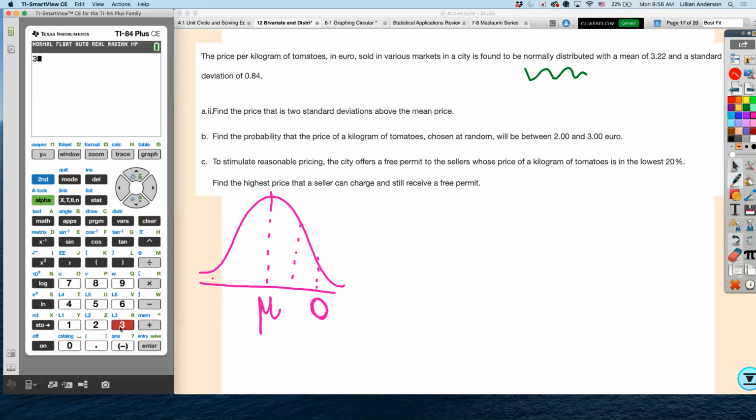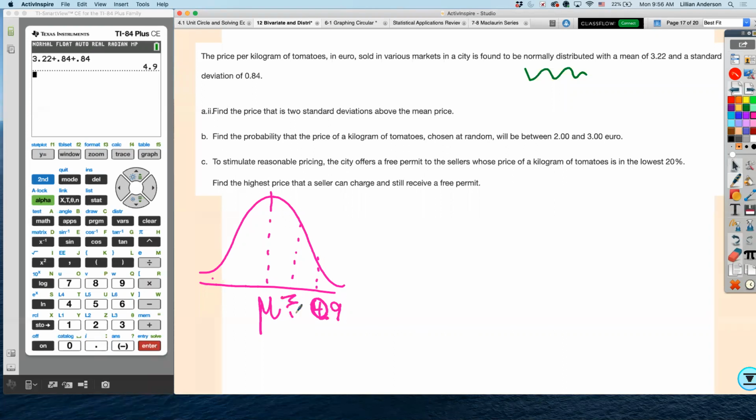So 3.22 plus 0.84 plus 0.84. That is exactly what this value is. Because this one is your mean plus 1 standard deviation, and this value is your mean plus 2 standard deviations. And then of course you would plug in.